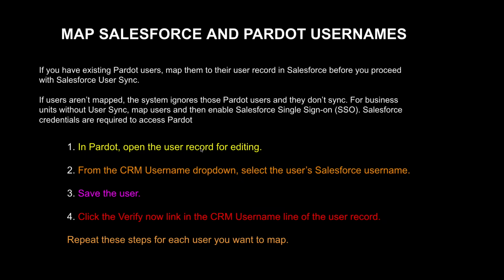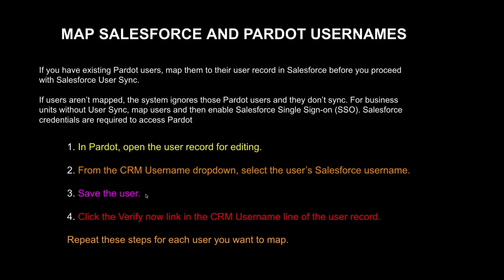Now, in case you have any such Pardot only user, or a user in Pardot which has not yet been mapped, or you haven't enabled SSO, what should you do? You simply need to follow these four steps, and repeat them for the rest of the users for whom SSO has not been enabled. First, go to Pardot. Open the user record and click on edit. Now look for the CRM user drop-down. Select the appropriate CRM username and click on save.